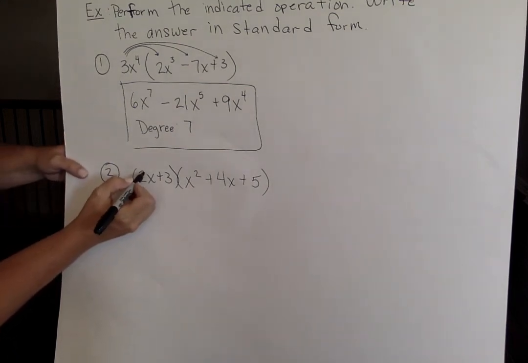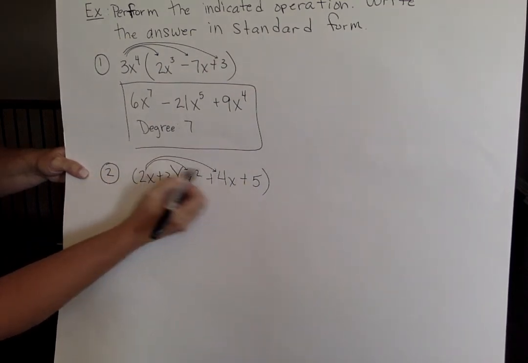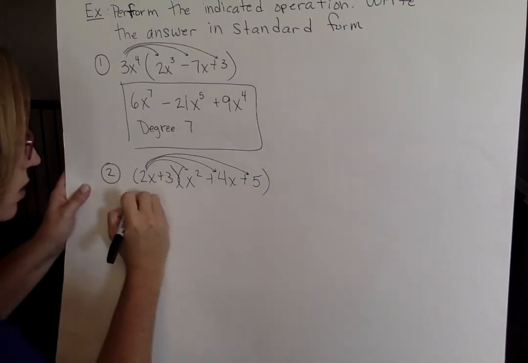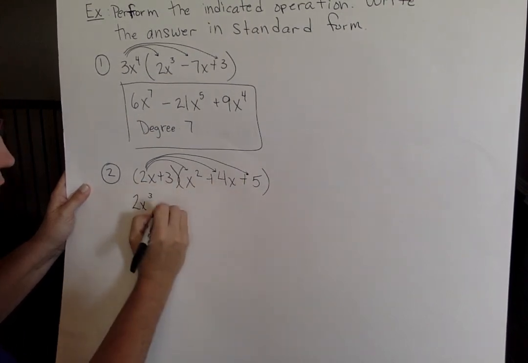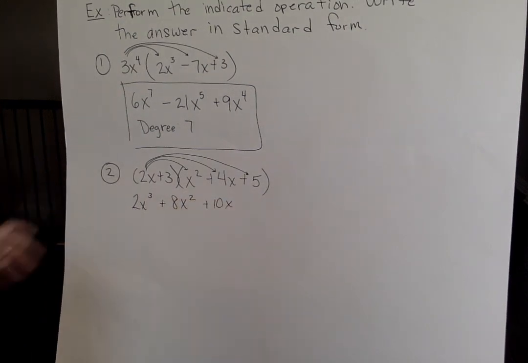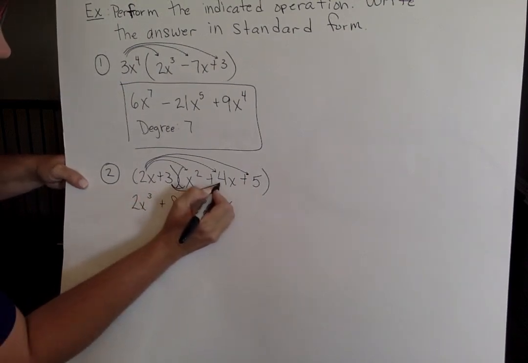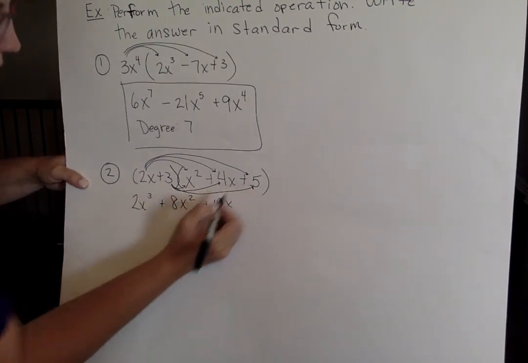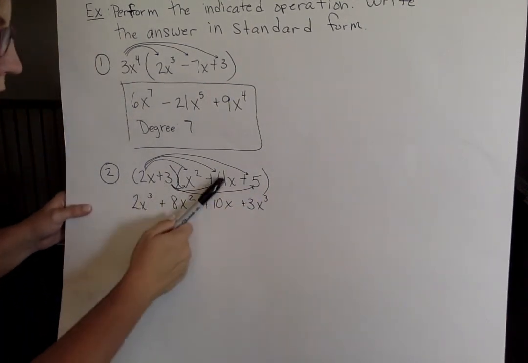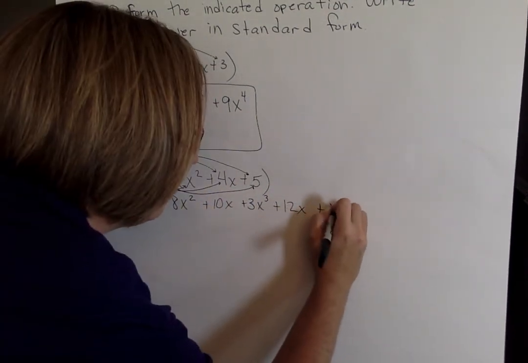So what is going to basically happen is I need to give a 2x to everything in this set of parentheses. We'll do that with multiplication. 2x times x is 2x cubed. 2x times 4x is 8x squared. And 2x times 5 is 10x. Then I need to give a 3 to everything in this set of parentheses. So I'll have 3 times x squared, which is 3x squared, sorry. 3 times 4x is 12x, and 3 times 5 is 15.